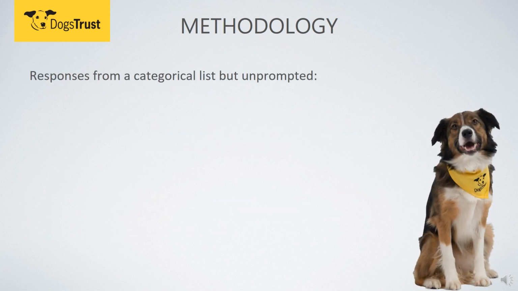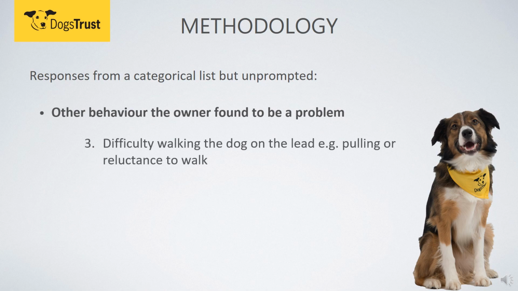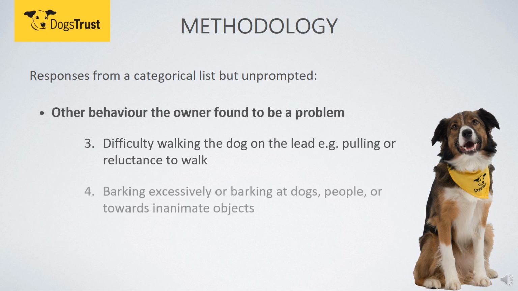The other 3 behaviours I looked at were from the section in the survey where we ask owners if there are any other behaviours the adopter was finding a problem. Specifically, I took reports of difficulty walking the dog on the lead, for example pulling or reluctance to walk, barking excessively or barking at dogs, people or towards inanimate objects, and toileting issues in the home.